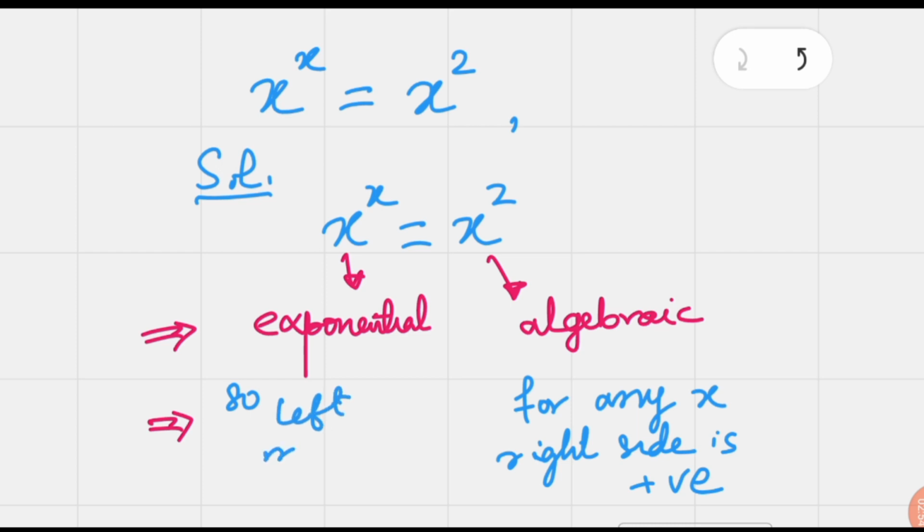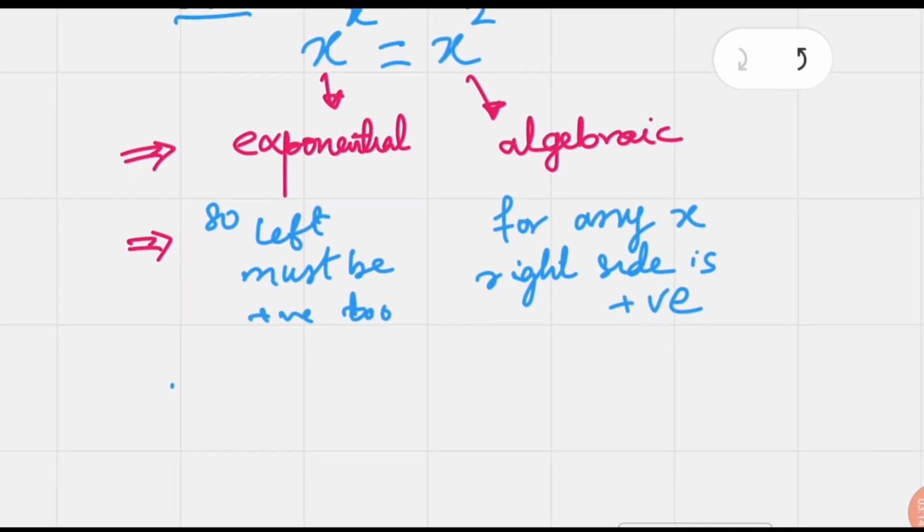But unfortunately, this is not positive for all values of x, because if x is negative, then the value of x to the exponent x is a complex number involving iota. So we restrict the left hand side to be positive for only positive values of x.